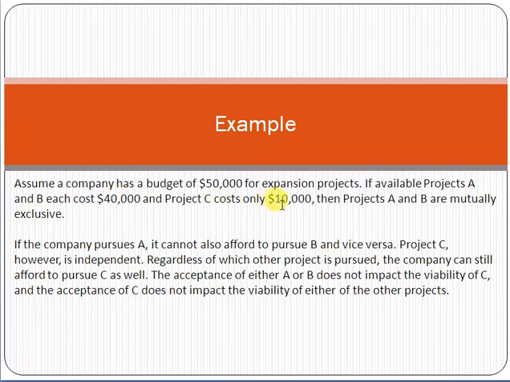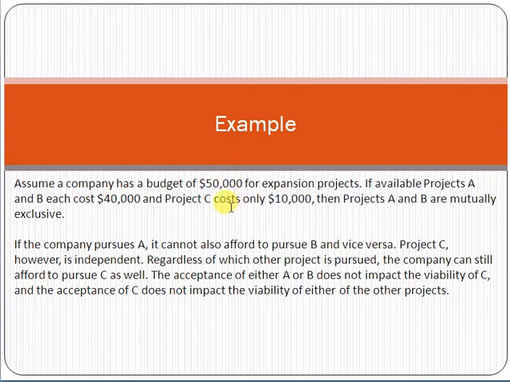So try to understand here. Project A and B are mutually exclusive. Mutually exclusive, what does it mean? It means the company must either select project A or select project B. They cannot select both projects at the same moment. Why? Because their total budget is $50,000, so it is not possible.